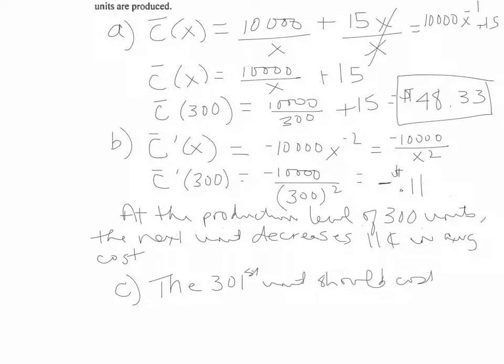Well, I could take what it costs to make 300 units and subtract 11 cents from it, which would be $48 and how many cents? There you go. Because that average cost was decreasing if I increased production. Okay? One more, and then we'll be done with these notes.